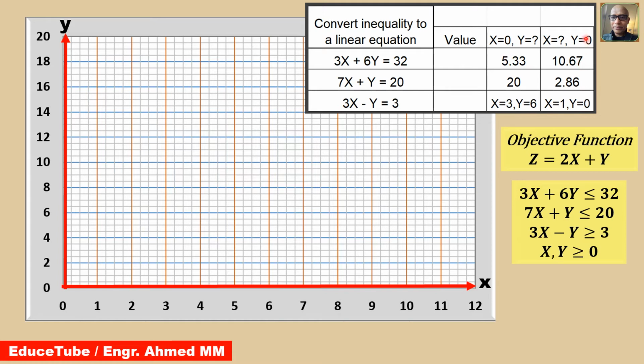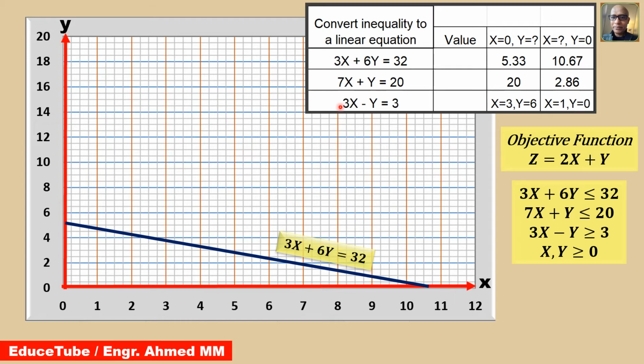So our points are 10.67, 0 and 0, 5.33. So we will plot a line. Look at this, 10.67 here. It is 10.67, 0, and 5.33 value for y, x equal to 0. It is on the y-axis. So we got the line 3x plus 6y equal to 32. This line we got.